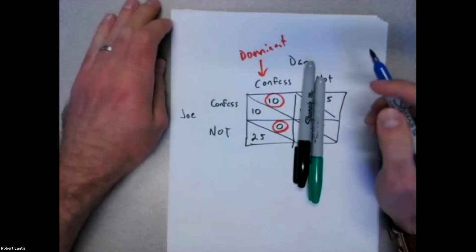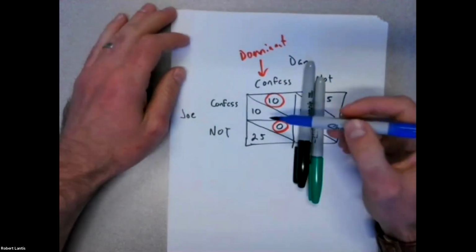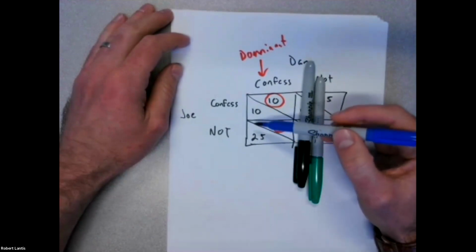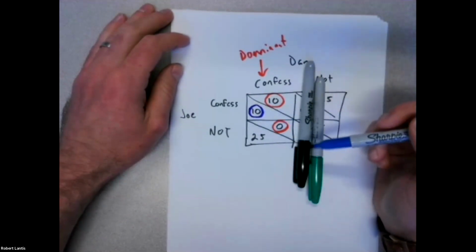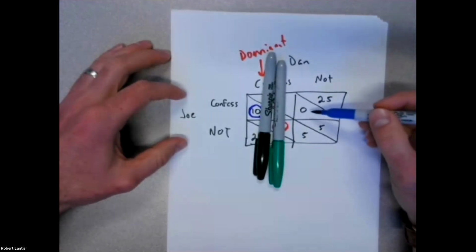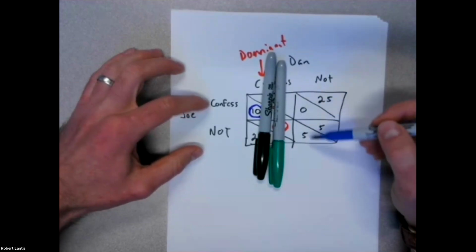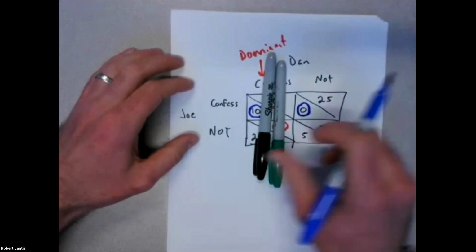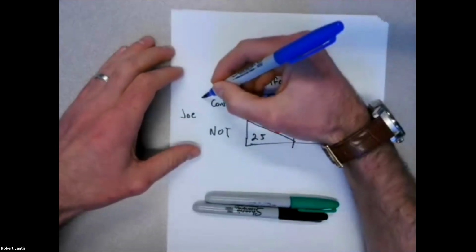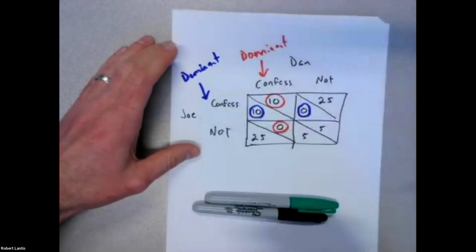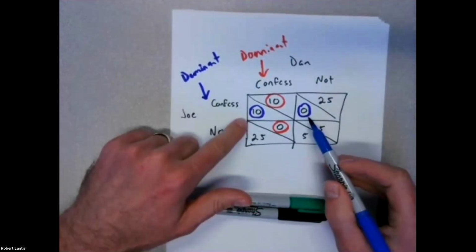Well, if Dan chooses to confess, what should Joe choose to do? Well, if he confesses as well, he gets 10 years. If he doesn't, he gets 25. He should also confess. If Dan chooses not to confess, what should Joe do? Well, his payoffs are on the left, remember. If he confesses, he gets 0 years. If he doesn't confess, he gets 5. 0 years in prison is better than 5. We see here that Joe also has a dominant strategy to confess.